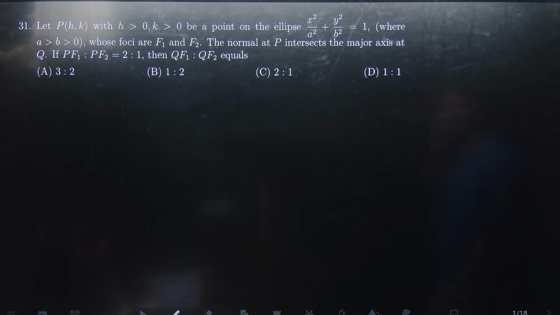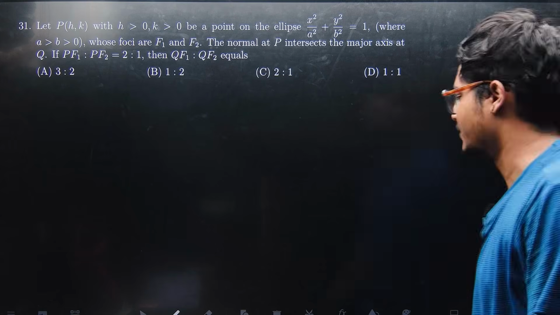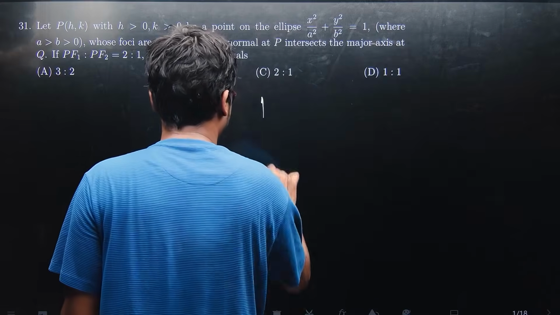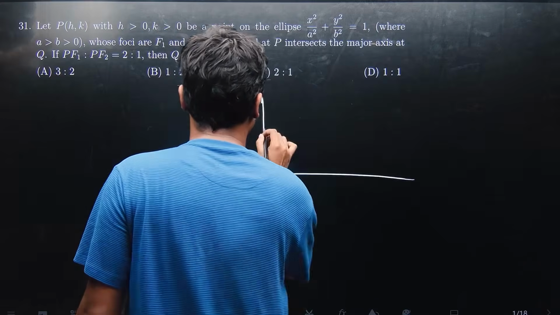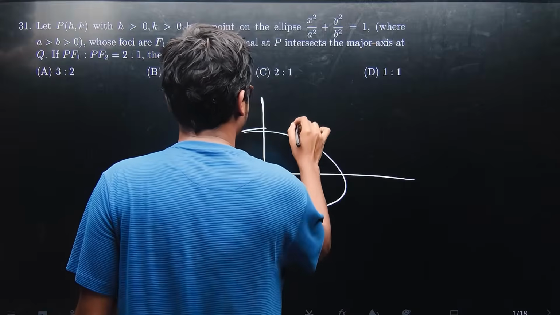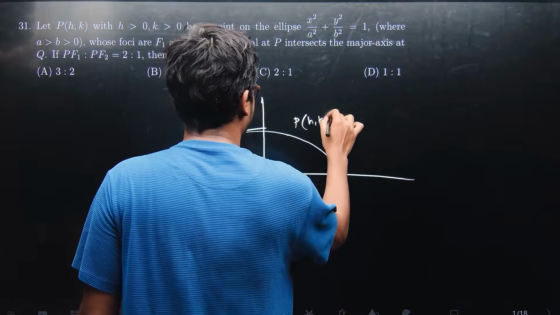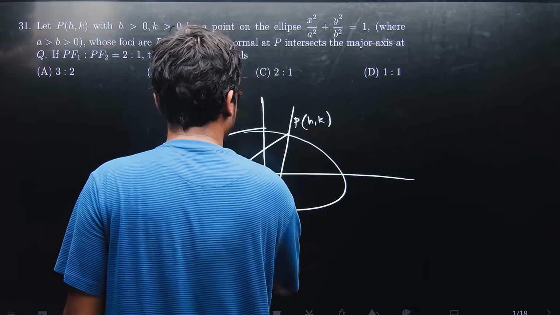All right. So the next question is, suppose P is a variable point on this ellipse and the foci are f1 and f2, the normal at P intersects the major axis at Q. If this ratio is 2:1, then find this ratio, okay? So what does our figure look like? So if I draw the ellipse, it will look something like this, right? Now suppose this is our variable point P, h comma k. Now what I do is I draw a normal from this, and suppose these are the two foci, right?